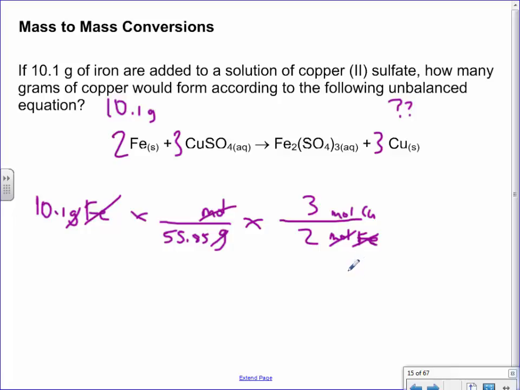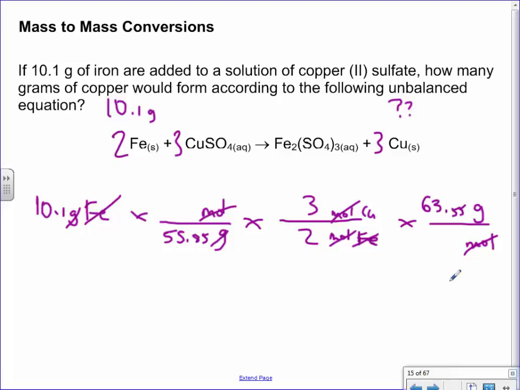But again, we don't normally measure things in everyday life in moles. We usually want to measure them in grams. So the last thing I want to do is find a way to get grams so that I can cancel this moles right here. And I need copper's molar mass. Copper's molar mass, I believe, is 63.55. And I'm going to do this all in one big chain.